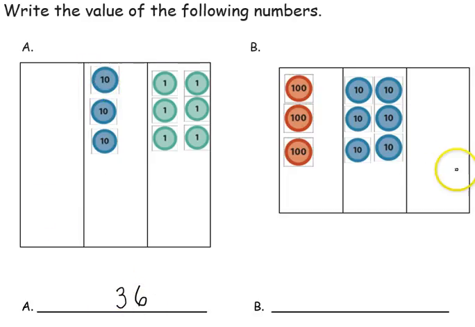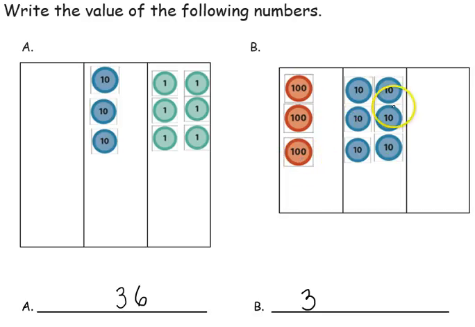When I look at the number represented in problem B, you can see we have 3 disks that are in the hundreds column, and that would represent 300. It would be very cumbersome to have to draw 300 dots, so the students need to understand that any disk in this column would represent 100. Since I have 3 of those disks, I have 300.